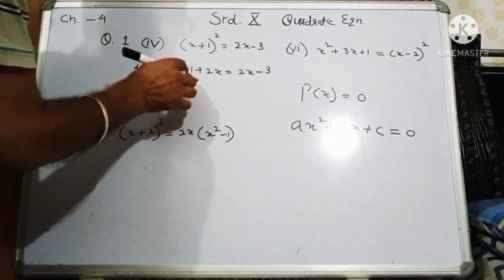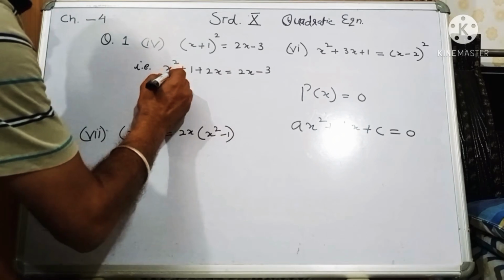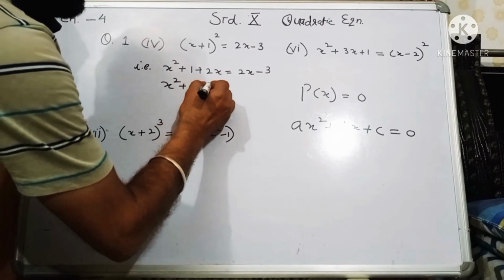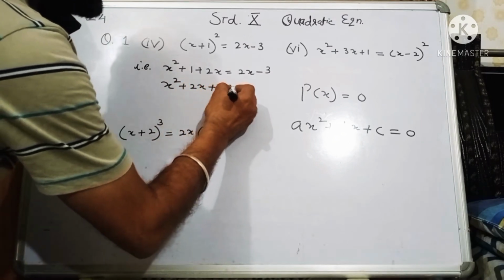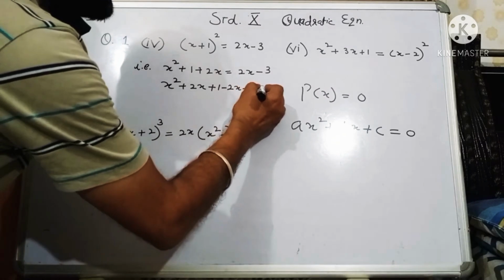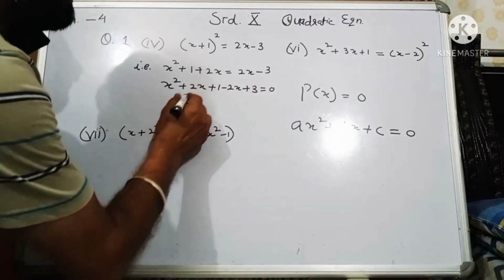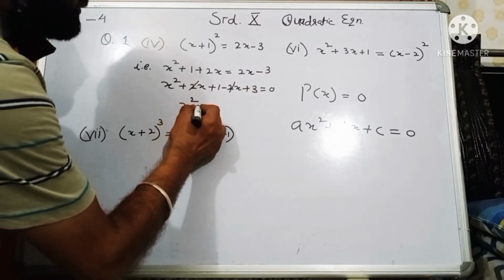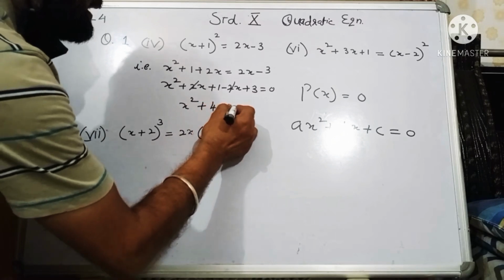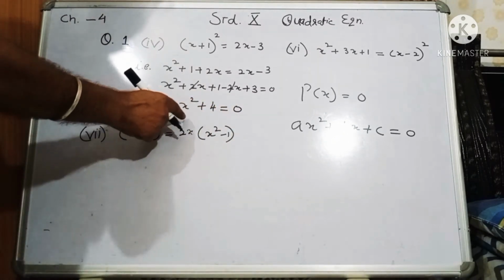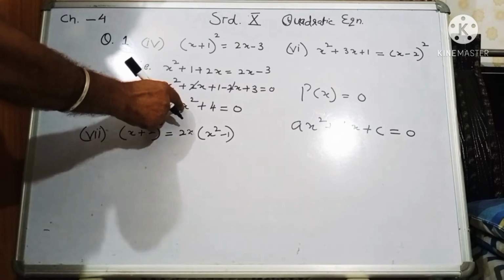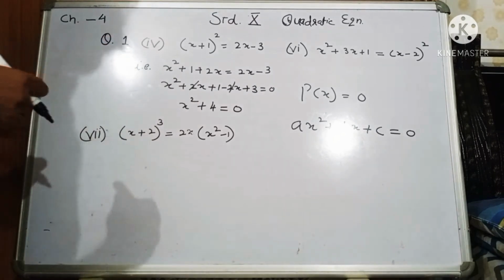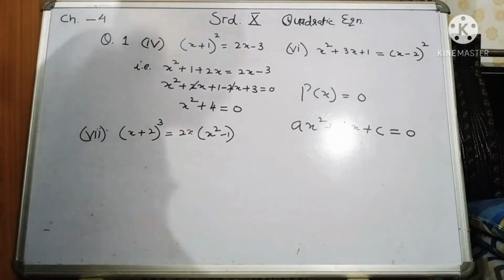Now both these terms will come on this side after changing the signs. It becomes x square plus 2x plus 1 minus 2x plus 3 is equal to 0. 2x is cancelled with 2x. So x square plus 4 is equal to 0. Now it contains the term having coefficient of x square, so it is a quadratic equation.